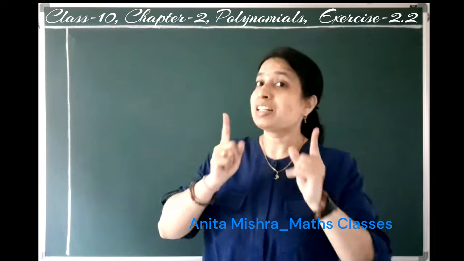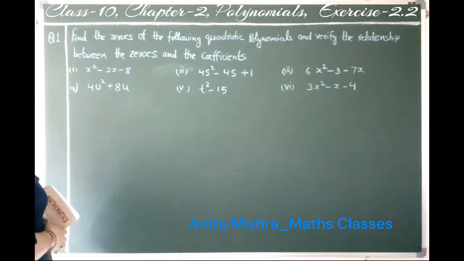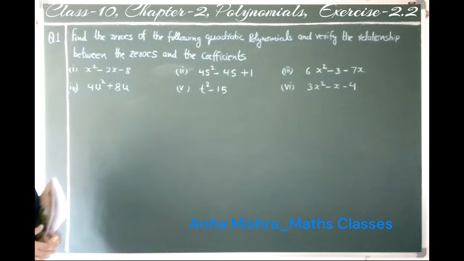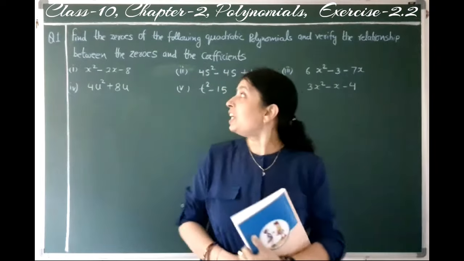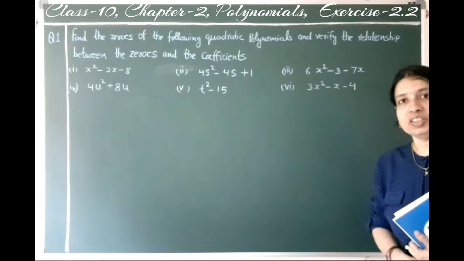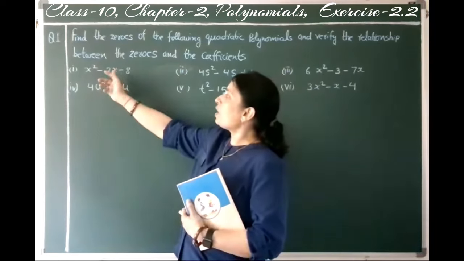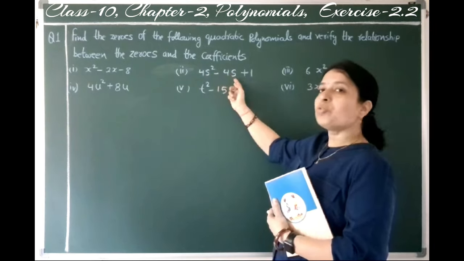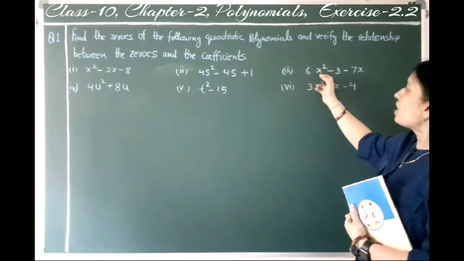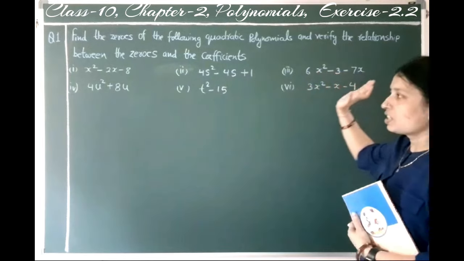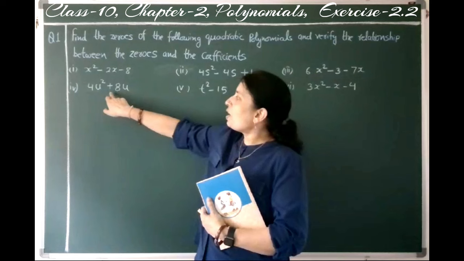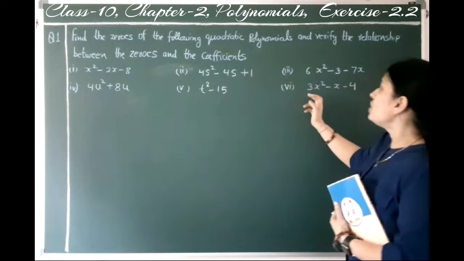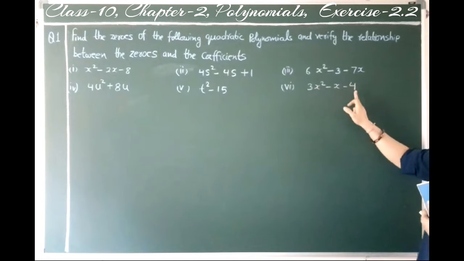So let us start exercise 2.2. First question is question number 1. Find the zeros of the following quadratic polynomial and verify the relationship between the zeros and coefficient. First one is given x square minus 2x minus 8. Second one is given 4s square minus 4s plus 1. Third one is 6x square minus 3 minus 7x. Then 4u square plus 8u. Next is t square minus 15. And last one is 3x square minus x minus 4.